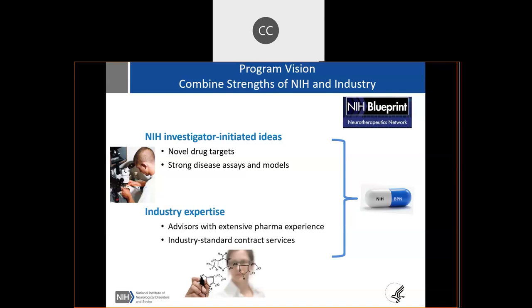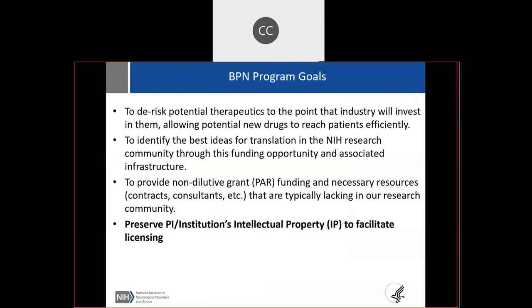The overall goal of this program is to de-risk potential therapeutics to the point where industry will invest in them and allow, hopefully, the drugs to reach patients. You need somebody with deep pockets to pay for those phase 2 and 3 clinical trials and the marketing required to move a drug forward. And so we try to get enough of that value inflection point in your program so that you can attract investors and take it further. We hope to identify the best ideas for translation and, through this funding mechanism and the associated infrastructure, move them forward.